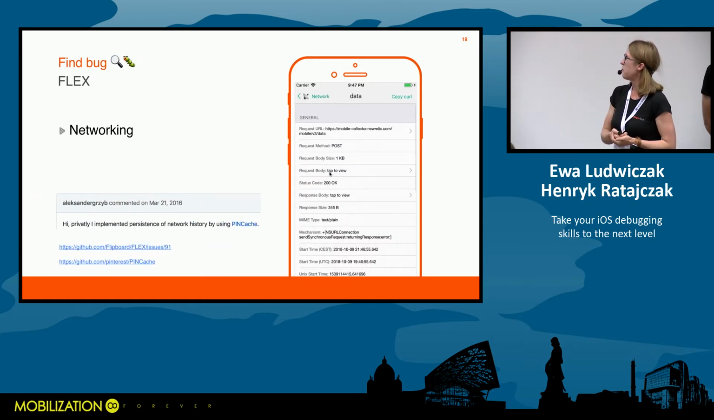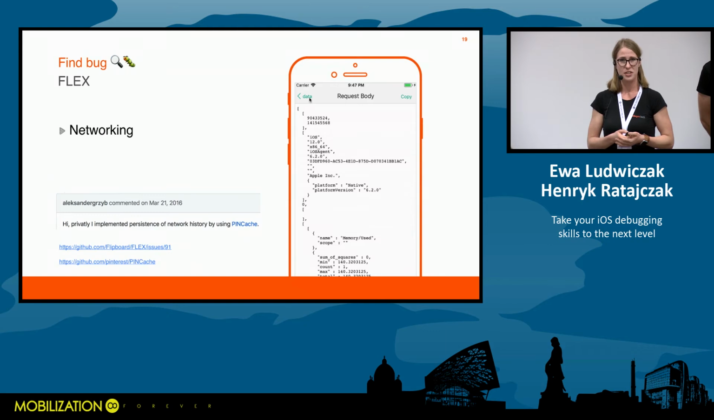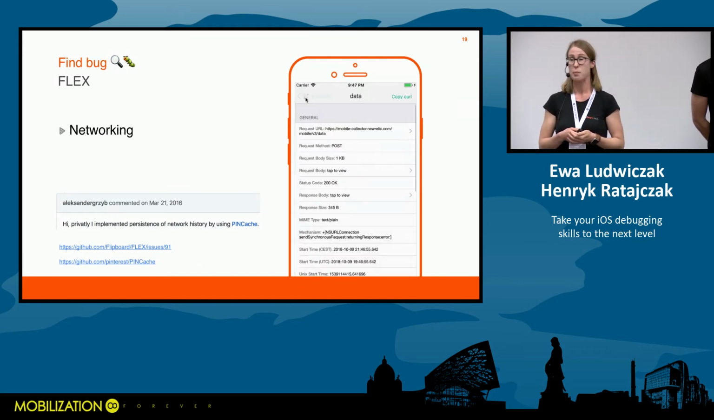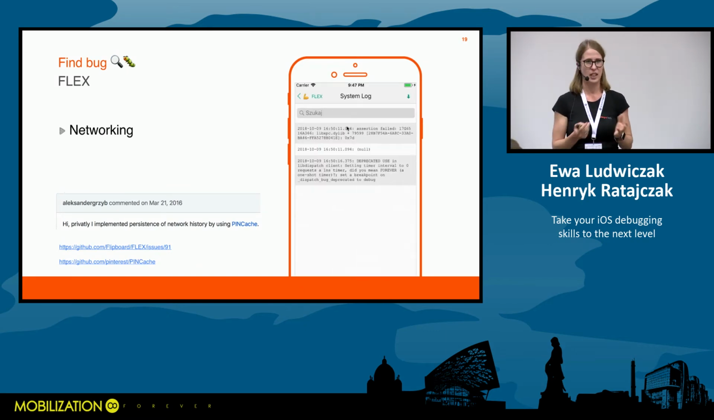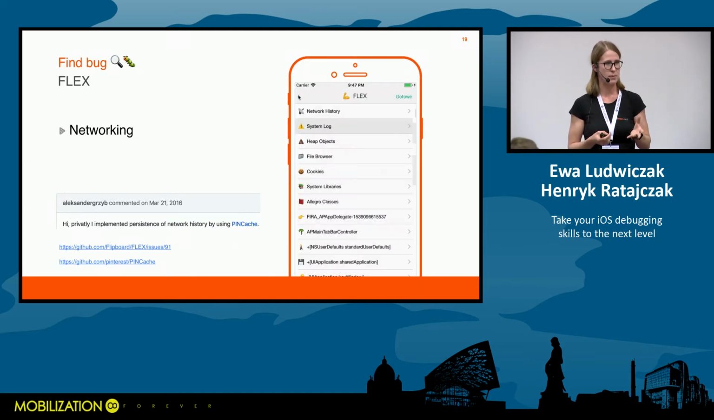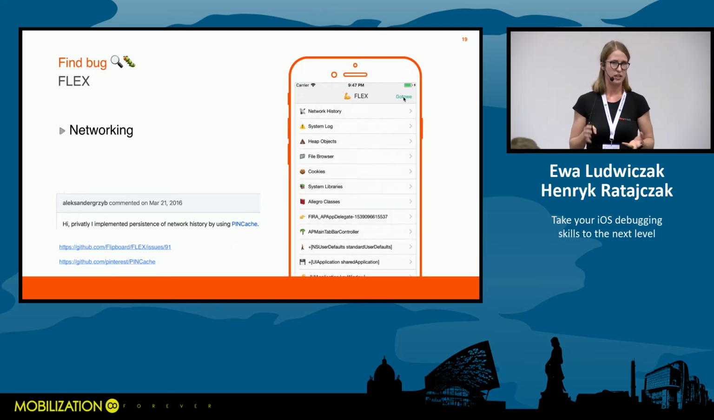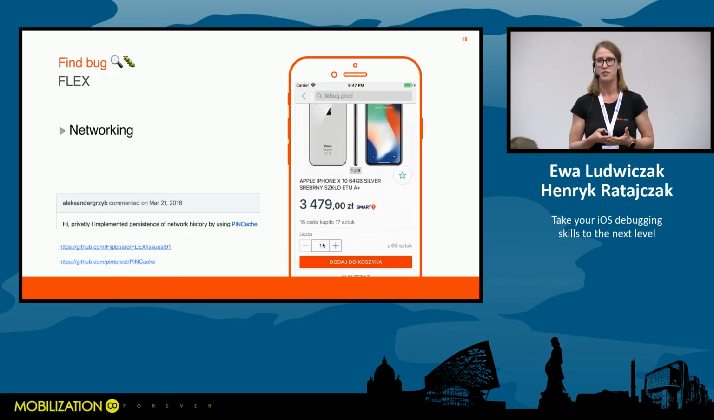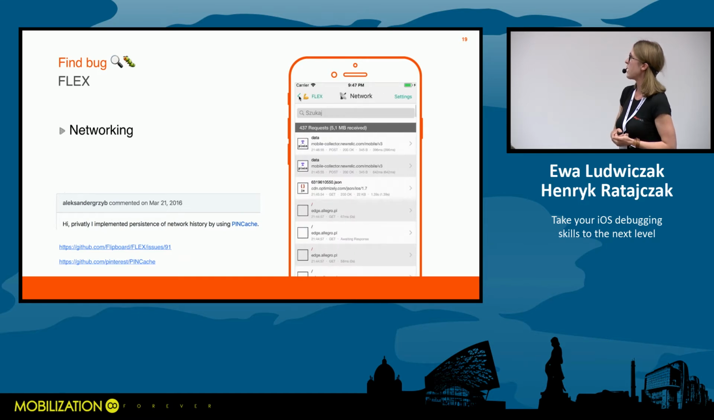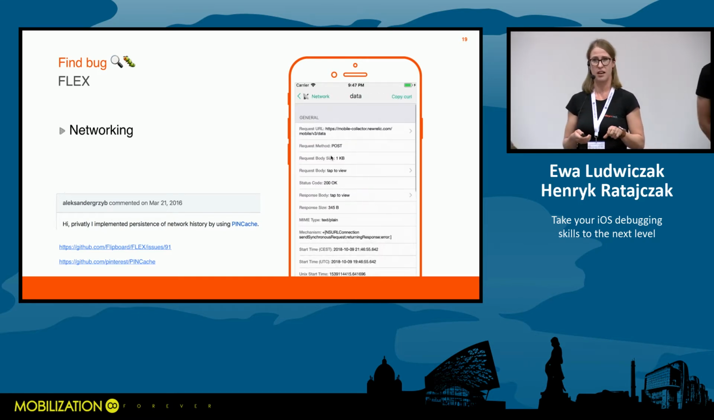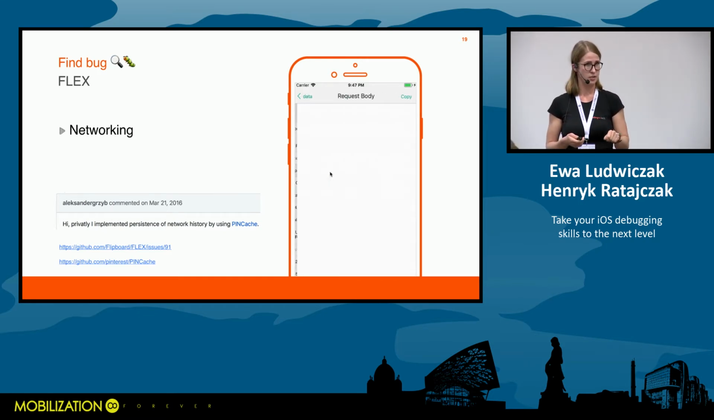We used a forked version of Flex because the original version does not support an option to keep the networking logs after the app is crashed or killed. As you can imagine, this information may be very useful if you want to debug a crash in your app. So our teammates used the PINCache library to keep the information about the networking layer after the app is killed or crashed.